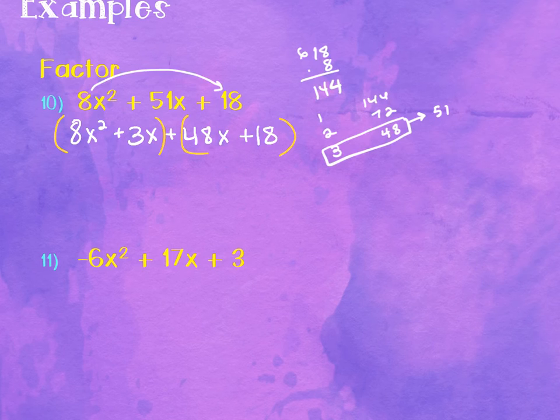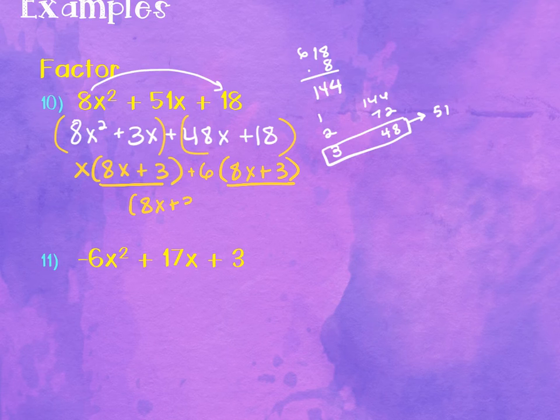From the first set of parentheses, all you can take is the x. From the second set of parentheses, you could take a 6. What's inside here is the same. Group together what's left.